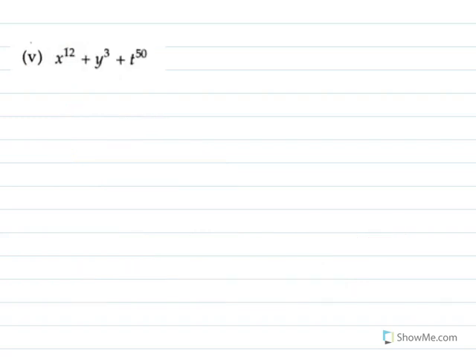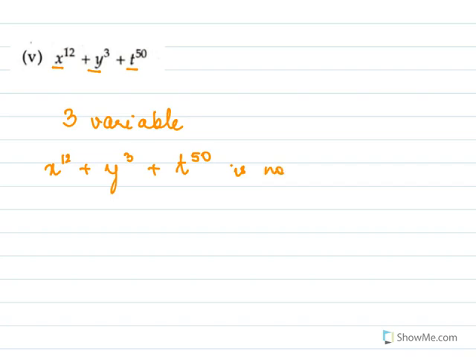Now for the next one. If you notice here, we have three variables, x, y, and t. There are three variables. So can we call this a polynomial in one variable? No. So x raised to 12 plus y raised to 3 plus t raised to 50 is not a polynomial in one variable. It's in three variables.